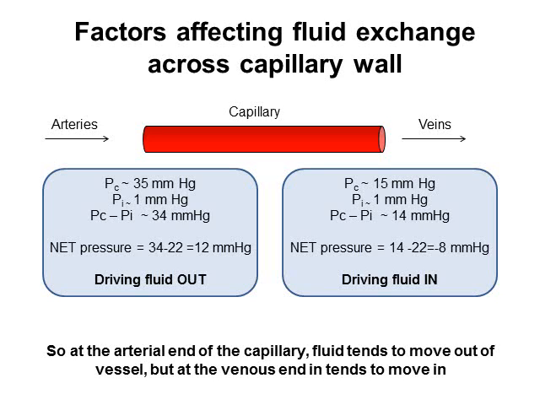Meanwhile, at the venous end, the hydrostatic pressure in the capillary has dropped to about 15 millimeters of mercury. The hydrostatic pressure of the interstitium is still around 1 millimeter of mercury, so the difference in the two is 14 millimeters of mercury. As a result, when we put in that value for the colloidal pressures before, the net pressure is 14 minus 22, so roughly minus 8 millimeters of mercury. In other words, the pressures at this point are trying to drive fluid into the capillary. What you need to remember, if nothing else, is that at the arterial end of the capillary, fluid tends to move out of the vessel. At the venous end, it tends to move in.